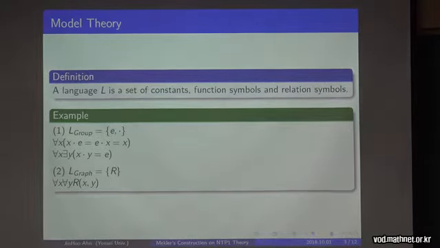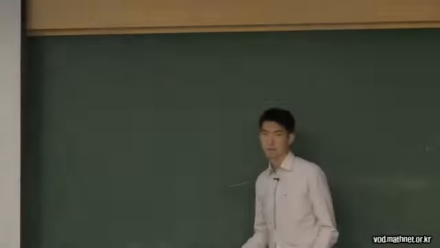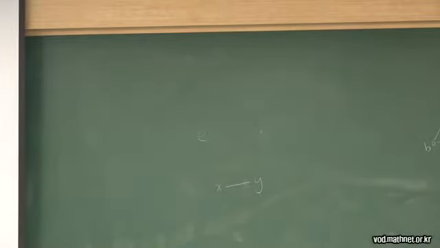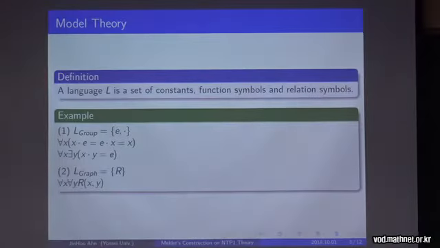And look at example number 2, the language of a graph. Here we only use R, which is a binary relation. Let's see, for x and for y, R(x, y). This means that x and y have a relation, which is definitely an edge relation. This is the language, so you can easily understand what we want to show.